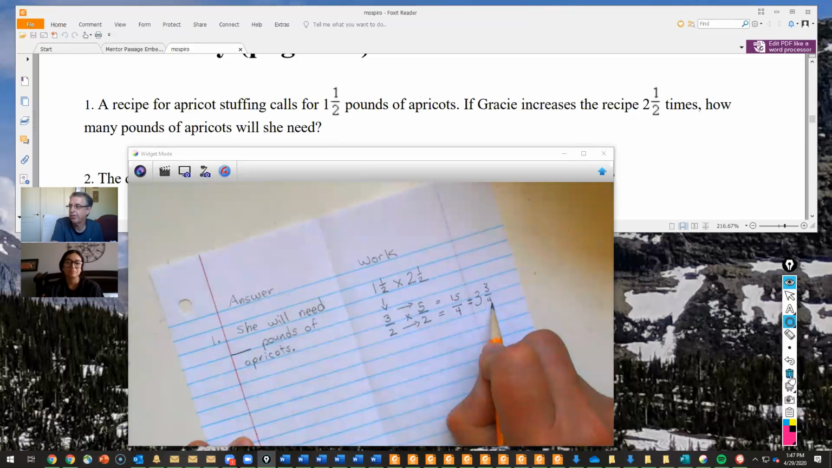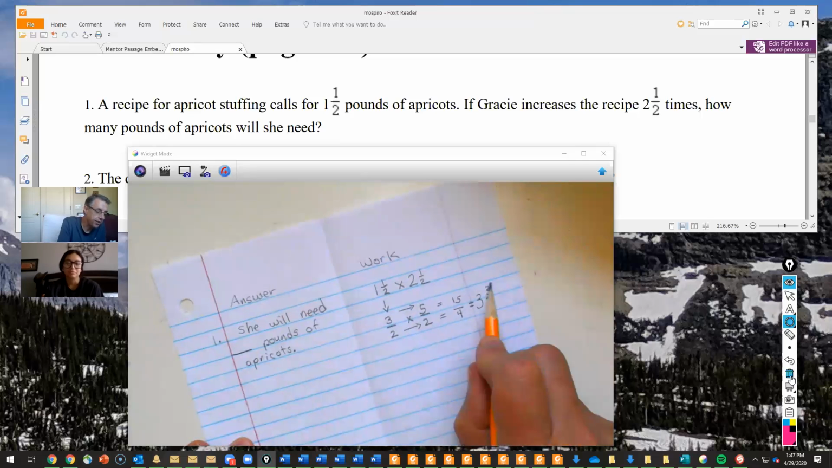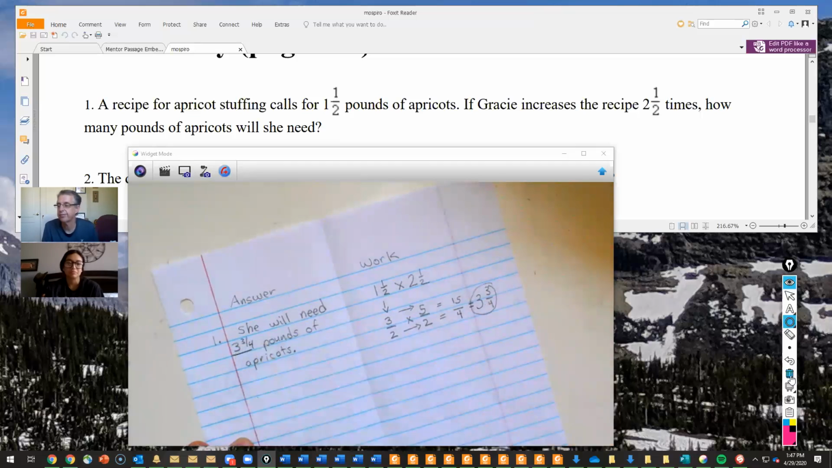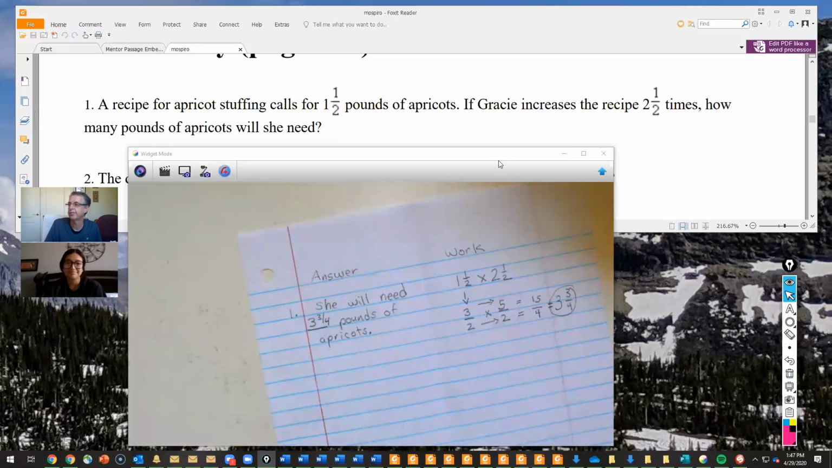I can't simplify 3/4 down any further, so now I know that the number of pounds that she will need will be 3 3/4 pounds of apricots. And that is the answer for number 1. I'm going to move on down now to number 2.